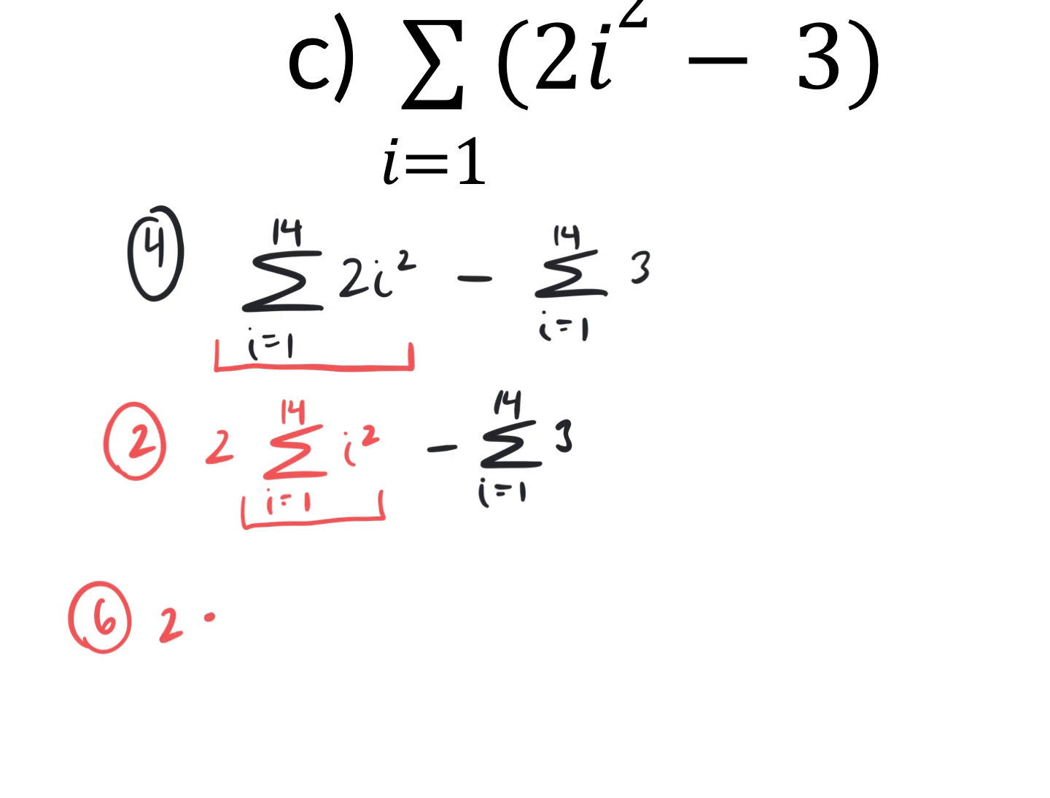So I've got 2, and I'm multiplying that by my n, which is 14, times 14 plus 1, times 2 times 14 plus 1. It's n times n plus 1 times 2n plus 1. And then it's all being divided by 6.